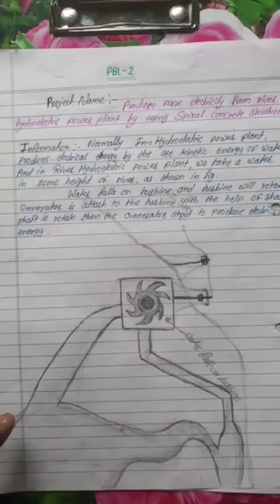Hello everyone, myself Mayuri Mohan Bohite and I am from Zeal College of Engineering and Research, Pune. My project name is to produce high electricity from the river hydroelectric power plant by using spiral concrete construction. And my group member names are Siddhi Hadkar, Prashant Satpute and Dhaval Gaikwad. We all studied in first year mechanical engineering. My project guide's name is Professor Aldar Sir.